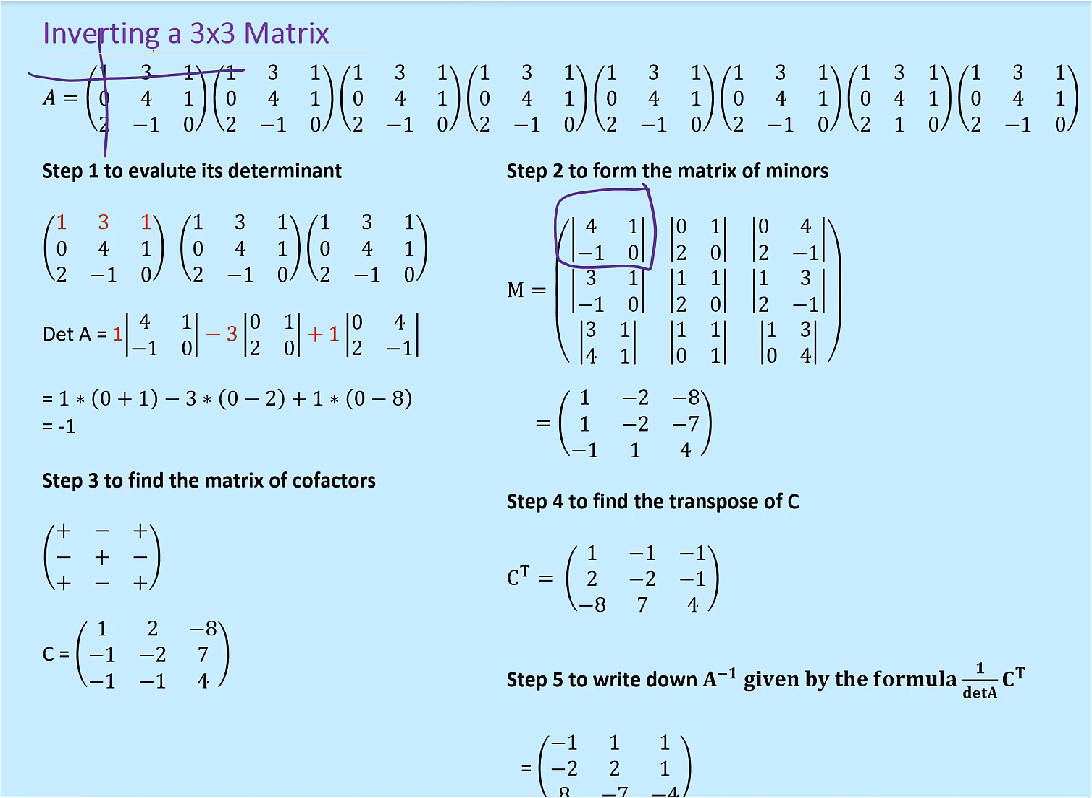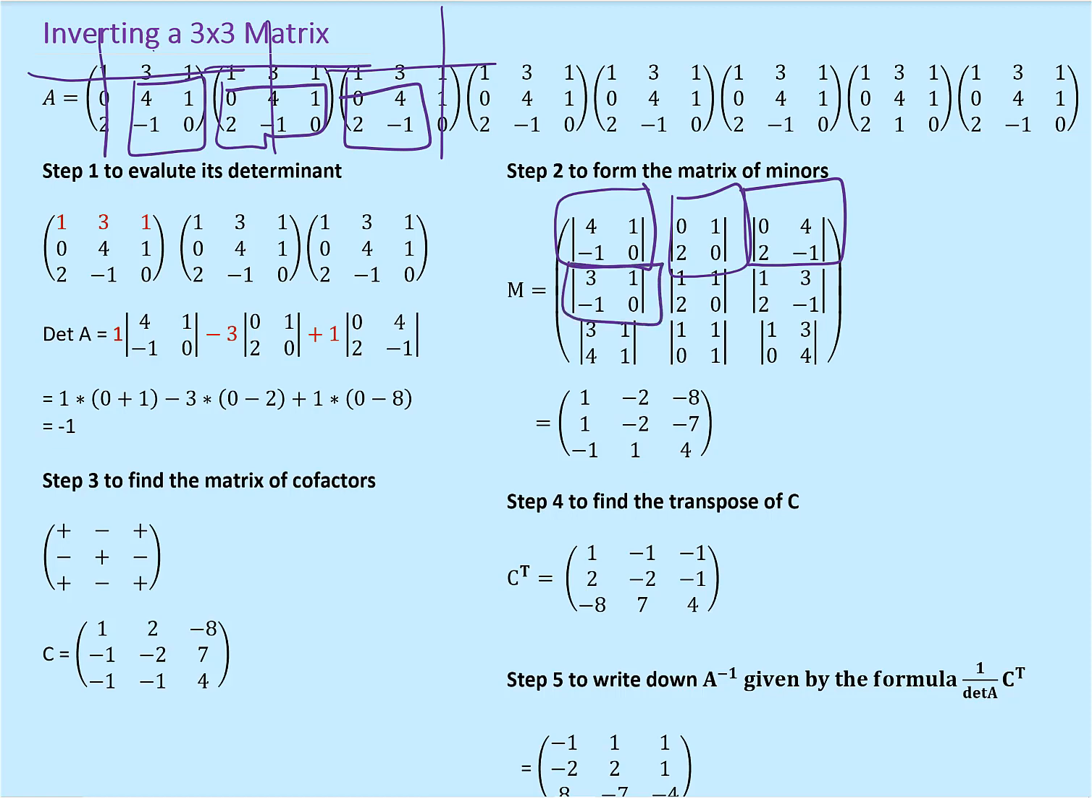And then for the next one, containing 3, delete the row and columns containing 1. So can you see I'm left with all of these elements. And then the next one here, it's going to be the 0. And then the one in the middle is going to be the 4. And then cross off the row and column containing 1. So I'm left with this element.